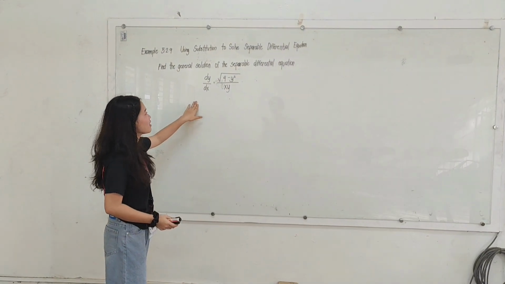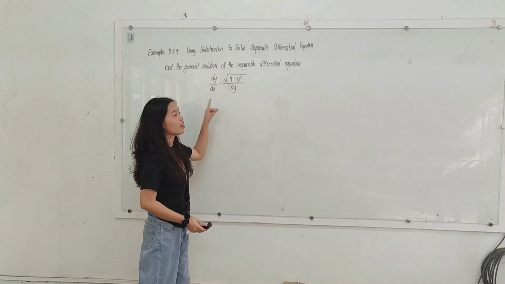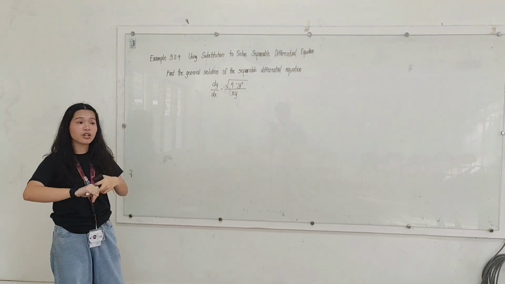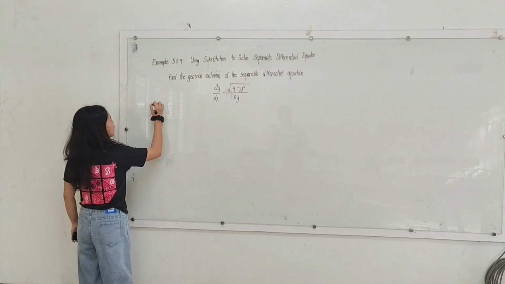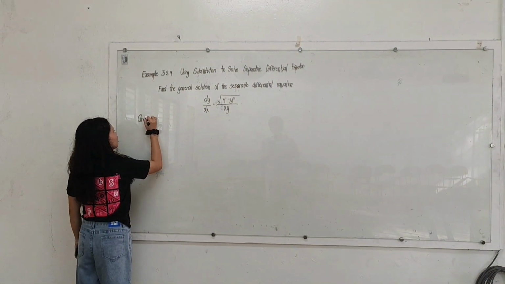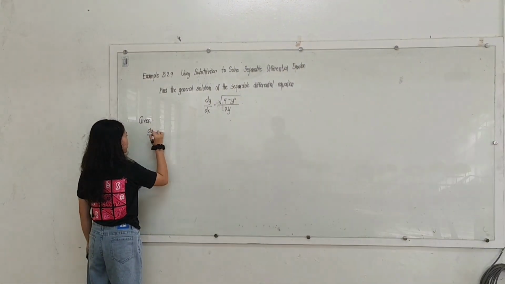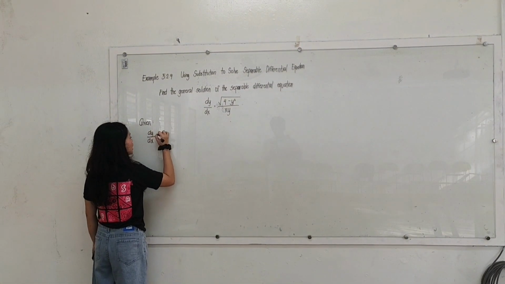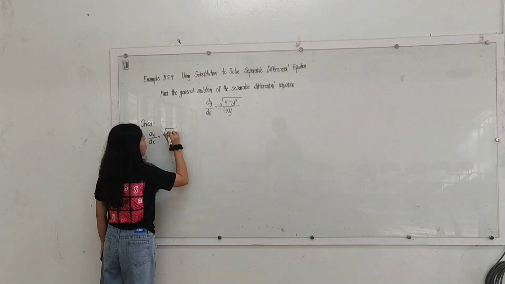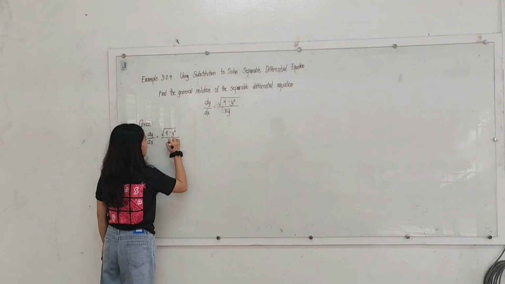dy over dx is equal to the square root of 4 minus y squared over xy. So the first thing we will do is to write the given. The given is the equation: dy over dx is equal to the square root of 4 minus y squared over xy.